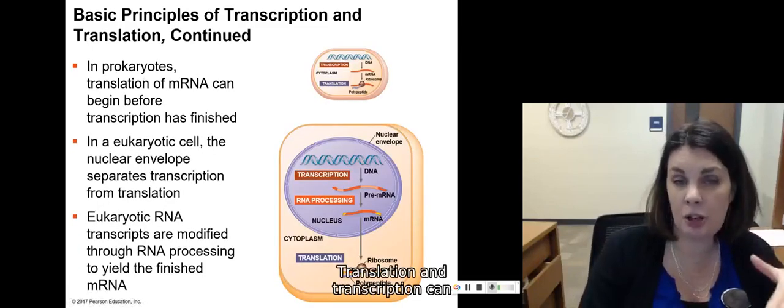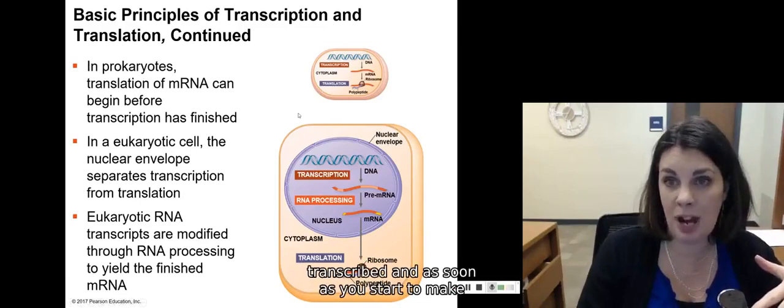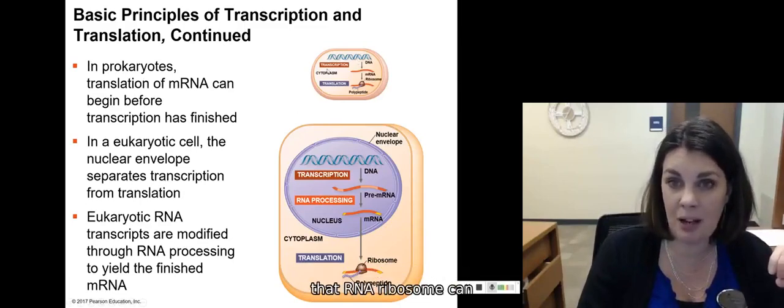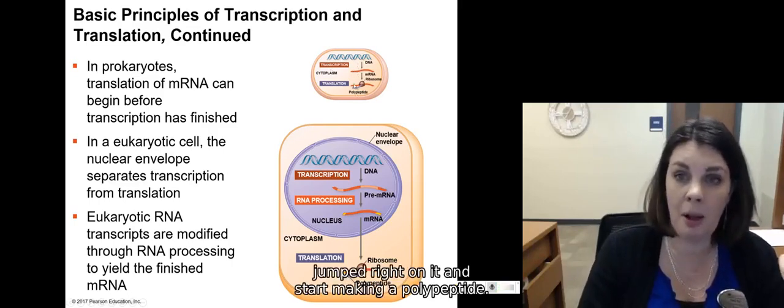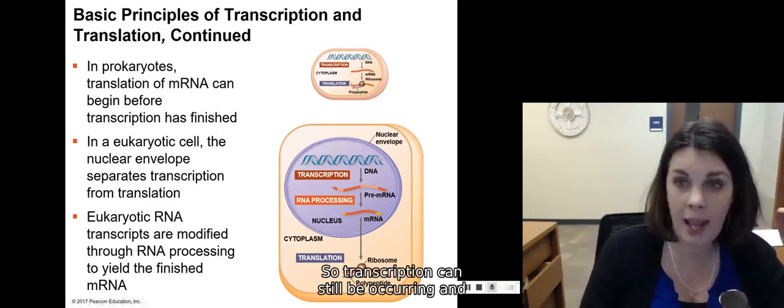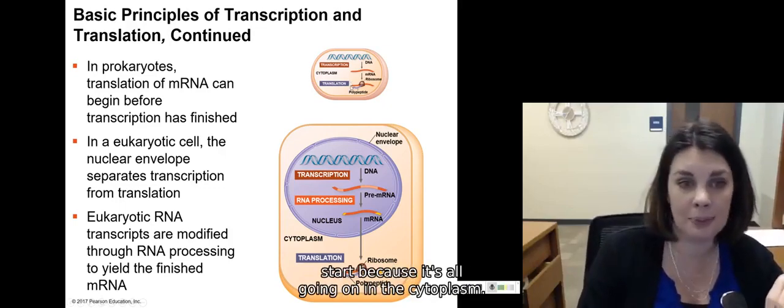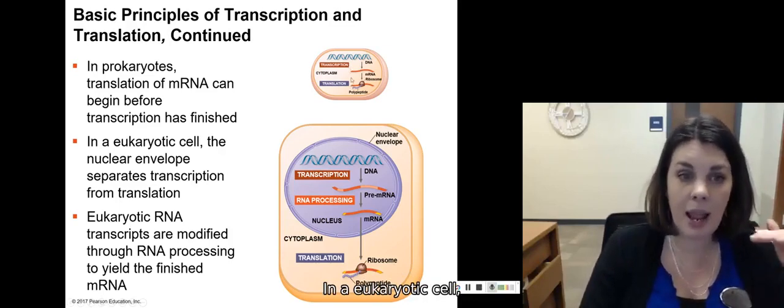In prokaryotes, translation and transcription can happen at the same time, so you can have DNA being transcribed, and as soon as you start to make that RNA, a ribosome can jump right on it and start making a polypeptide. So transcription can still be occurring, and translation doesn't have to wait. It can go ahead and start because it's all going on in the cytoplasm.